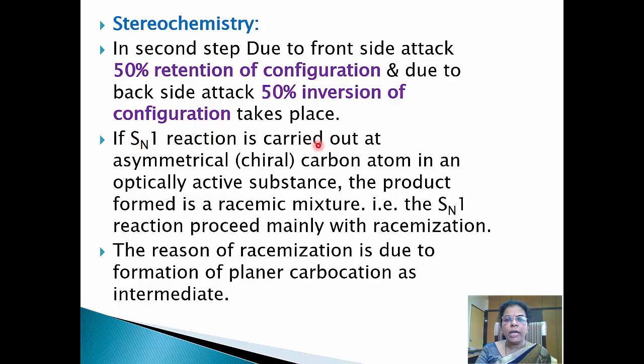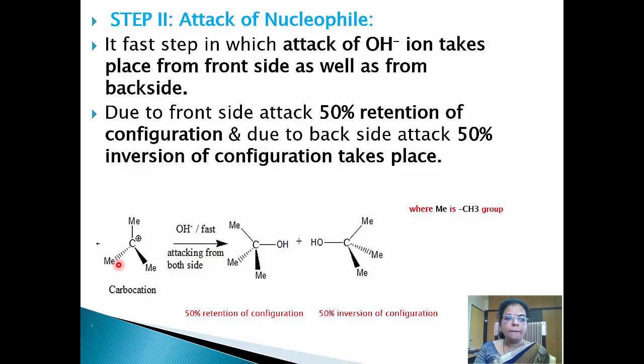If the SN1 reaction is carried out at an asymmetric or chiral carbon atom in an optically active substance, the product formed is a racemic mixture. That is, here if we take this as a methyl group, this as an ethyl group, and this as a hydrogen atom, then this carbon atom becomes a chiral or asymmetric carbon atom. Then when the substrate is dextrorotatory, we will get 50% dextro product and 50% levo product in case of an optically active compound.